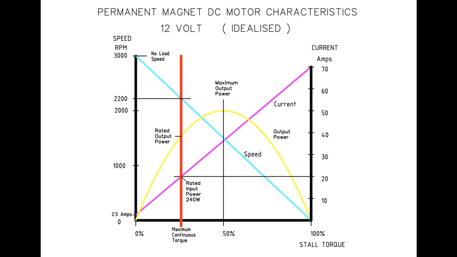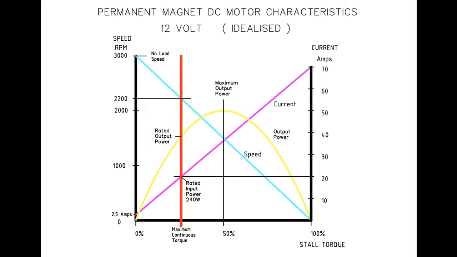If we begin to load the motor, we can see that the speed falls linearly from a no load value of 3000 rpm to 0 at stall. Any vertical line enables us to read off the torque, current and speed for that condition, but the red line is special. For this particular motor, we can see that it occurs around 25% stall torque, 20 amps and 2200 rpm. Any condition to the right of the line will result in the motor overheating.